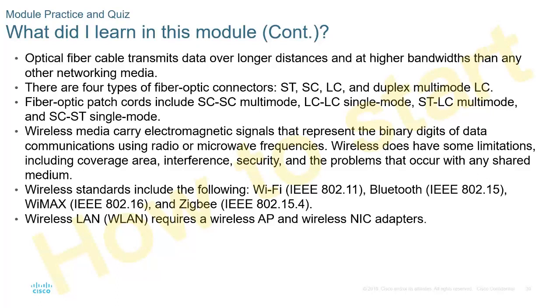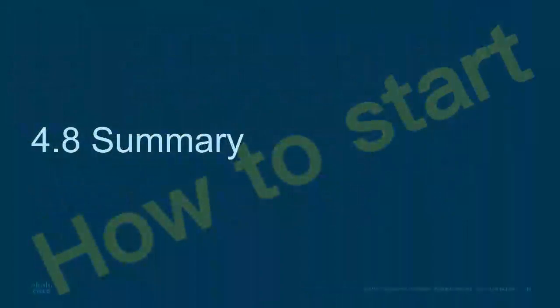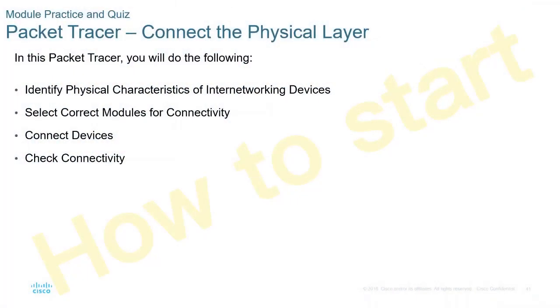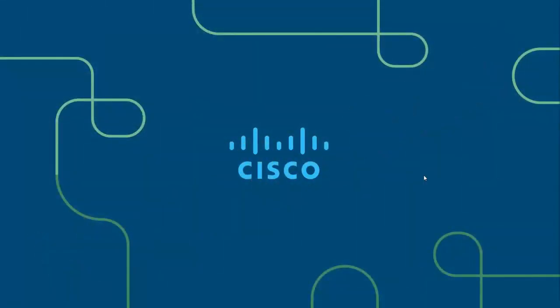We talked about wireless. We talked about IEEE 802.11, Wi-Fi. We talked about Bluetooth, WiMAX, and we talked about basically how a wireless LAN operates using an access point and wireless NICs. Lastly, we have another packet tracer about connecting devices and troubleshooting. And that is this chapter in a nutshell.